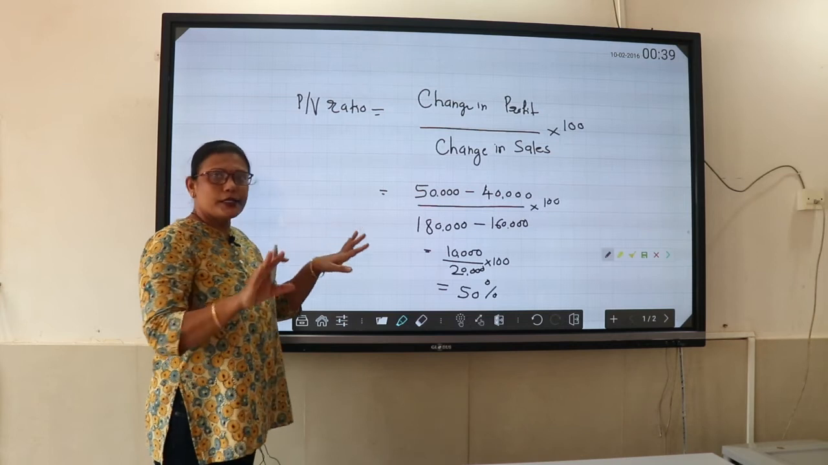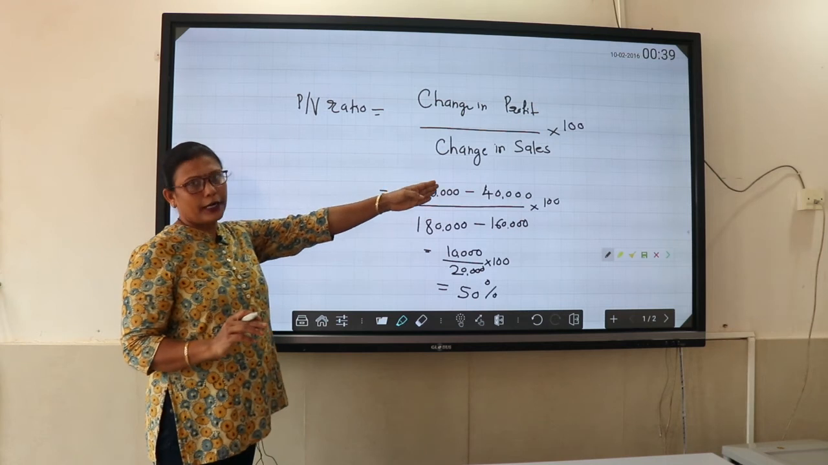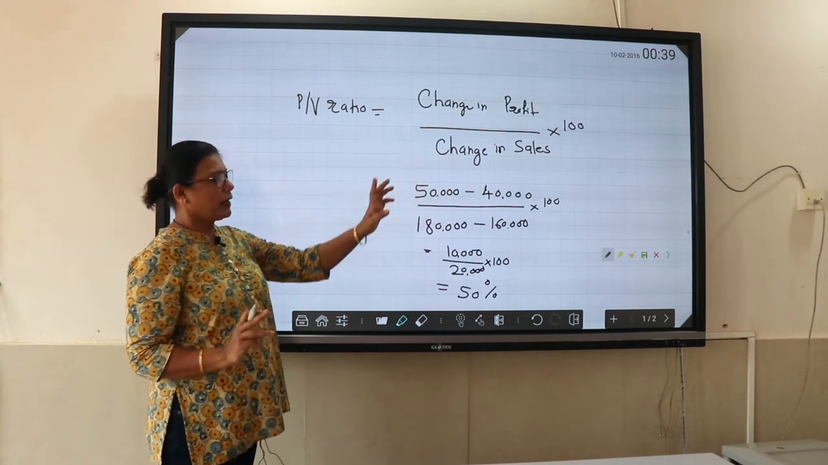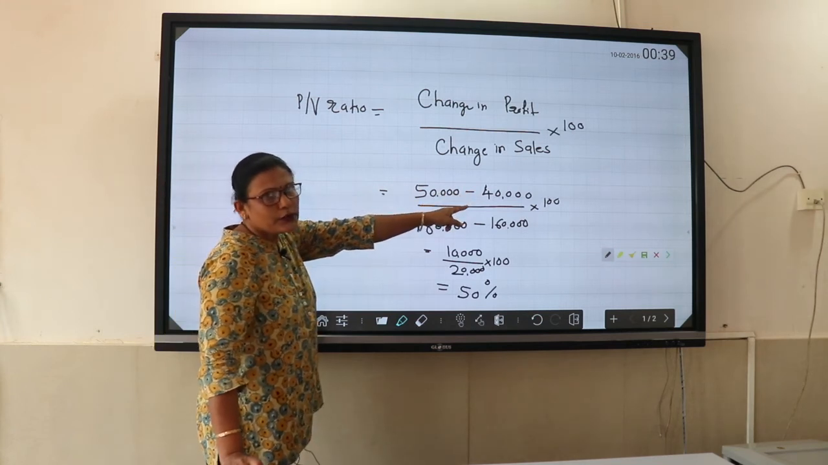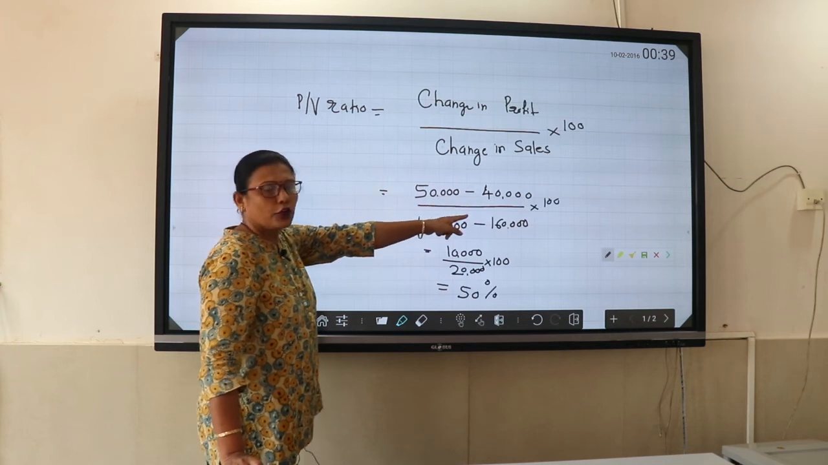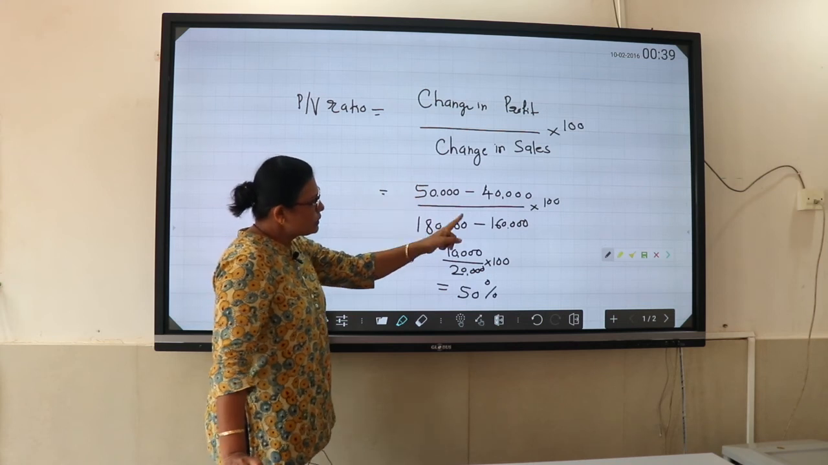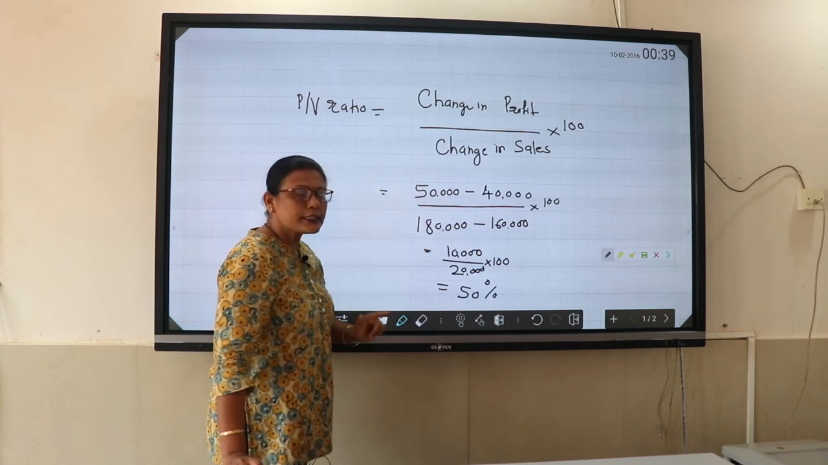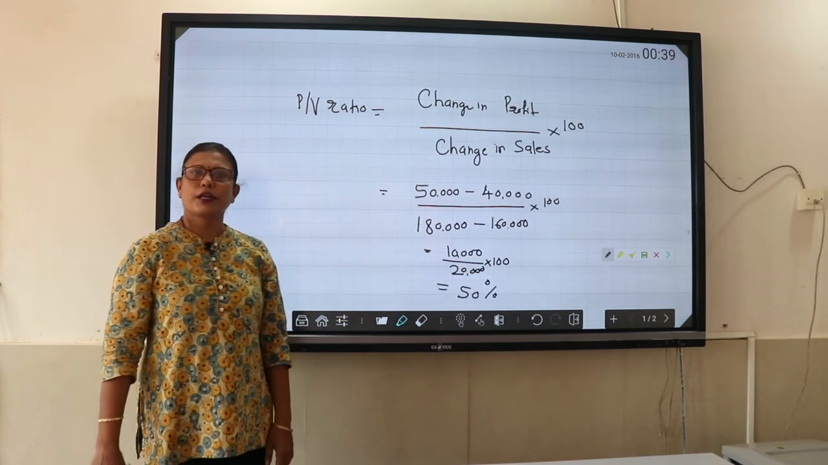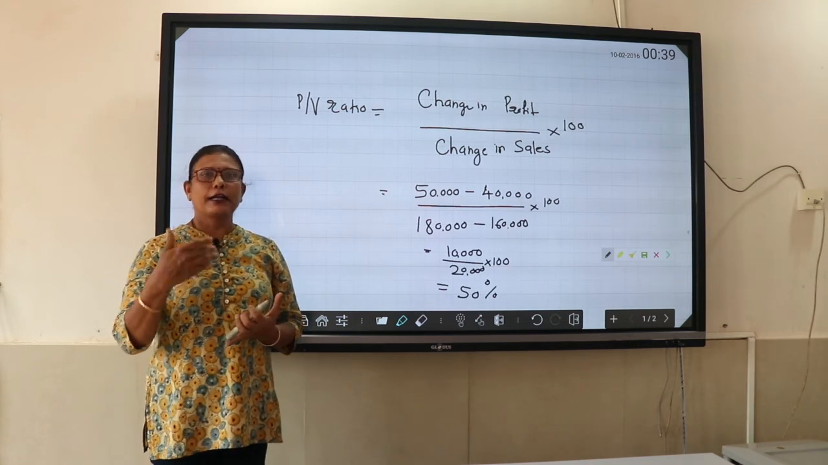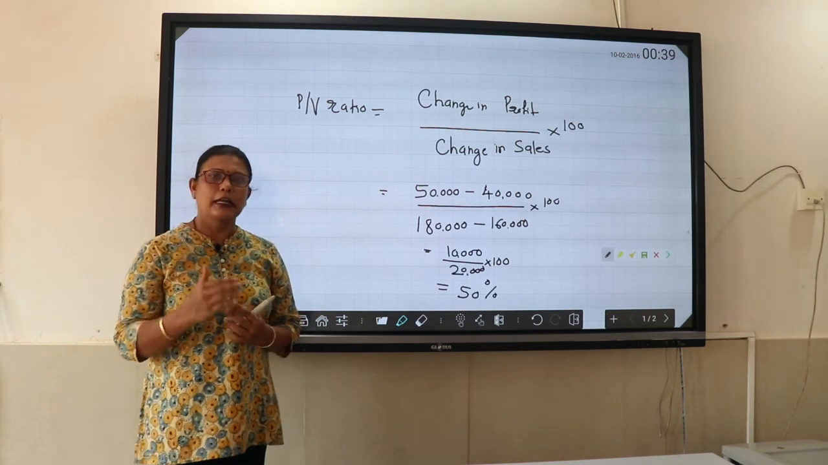Correct? So when 2 years figures have been given, your formula will be change in profit divided by change in sales multiplied by 100. So profit for 2020 is 50,000. Profit for 2019 is 40,000. So 50 minus 40. Sales for 2020 is 1,80,000. Sales for 2019 is 1,60,000. So 10,000 divided by 20,000 into 100, PV ratio becomes 50%. Likewise, we can determine various PV ratios by using various formulas that we will see in the further class.